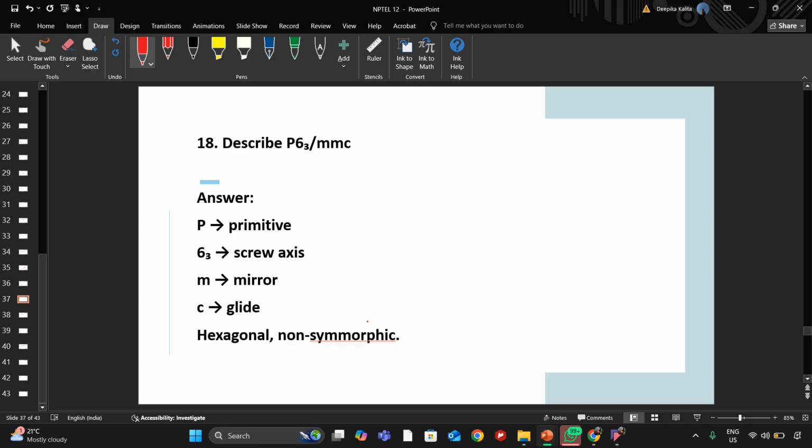So the symbol signifies a primitive lattice, a six-fold screw axis, a mirror plane and a c glide plane. It describes the structure with packed, staggered layers along the c axis, frequently found in transition metal carbides or nitrides. And it is a highly symmetric hexagonal crystal system characterized by a primitive lattice P. Okay.